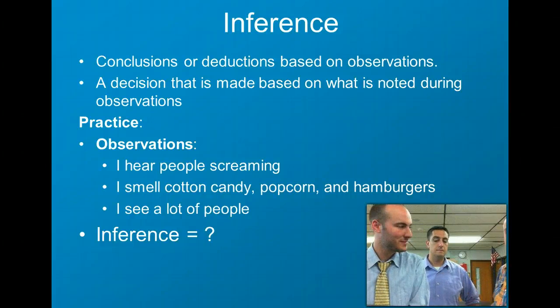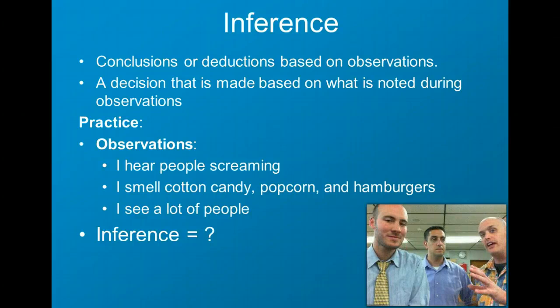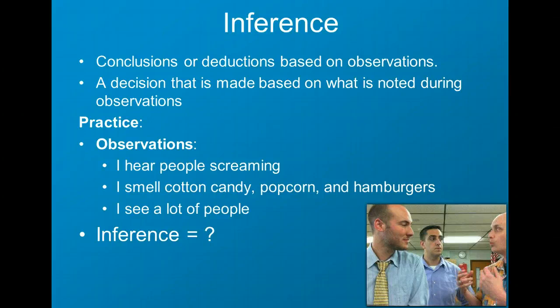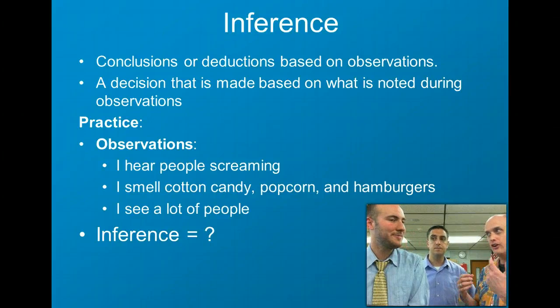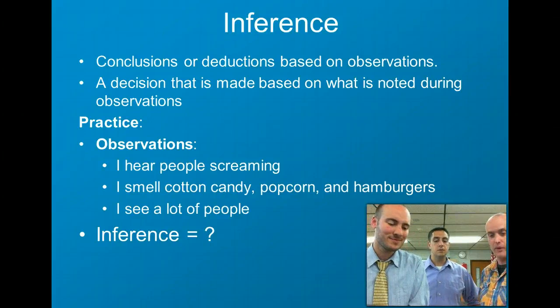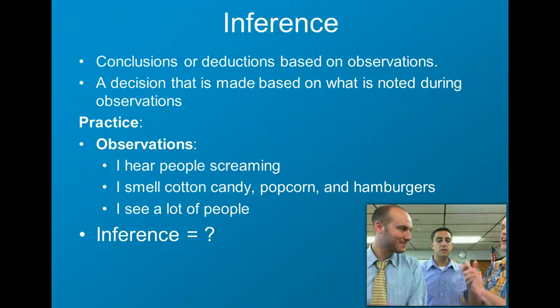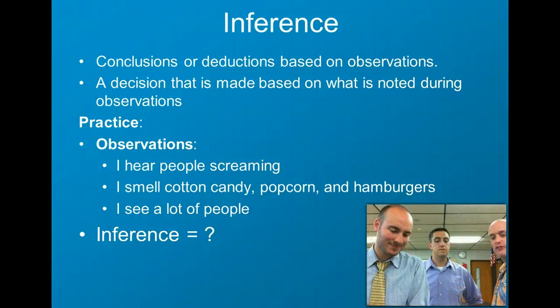Okay. Now, this last one, I see a lot of people. Do you notice that there isn't a specific number, but a lot of people refers to a quantity? And there's an amount, right? Quantitative, an amount. So there we have a lot of people would be the number out of that. That makes sense. So now that I gave you guys all that, give me some inferences you can make of these things we've observed.